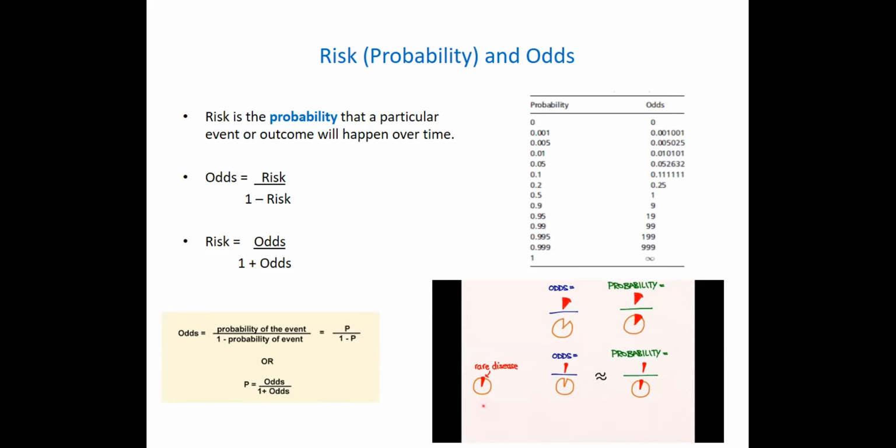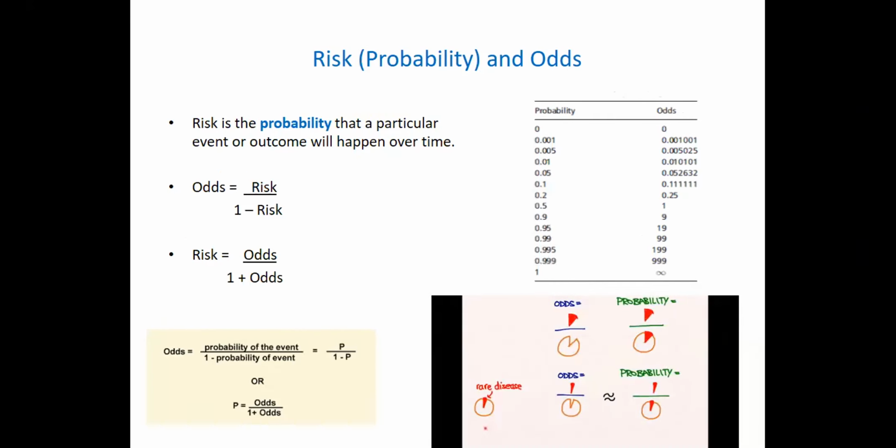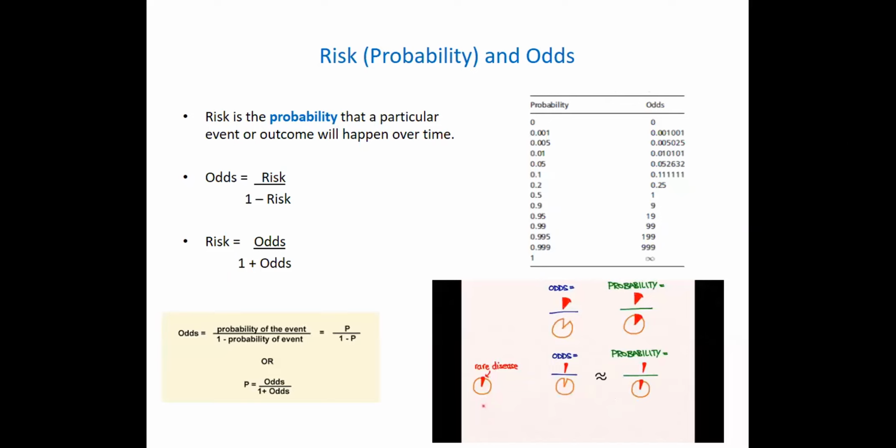Another name for risk is actually probability. You know, probability is futuristic. Say, what is the probability that this one happens? If something has happened, nobody will ask you what is the probability that it will happen, or what is the probability that it has happened. It has happened now. It's something that has not happened that you calculate the probability of it happening. Risk is the probability that a particular event or outcome will happen over time.